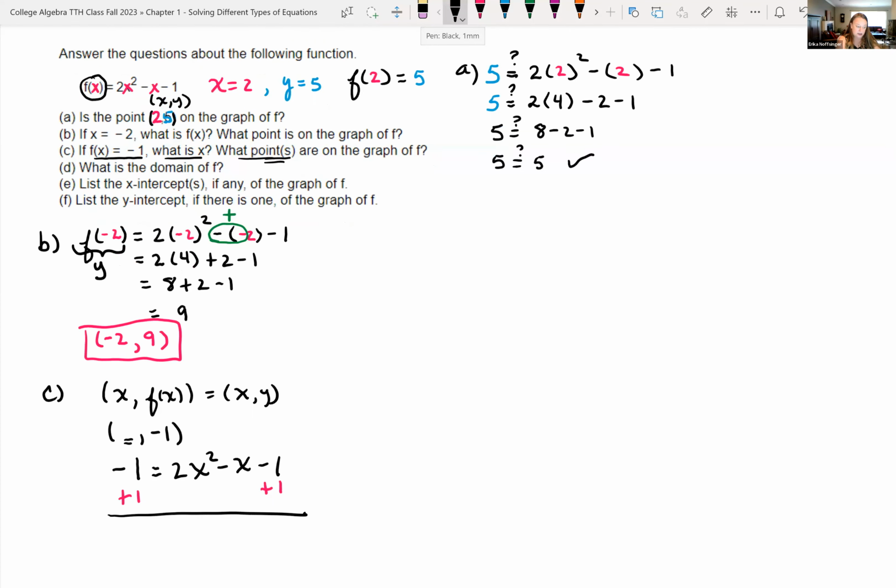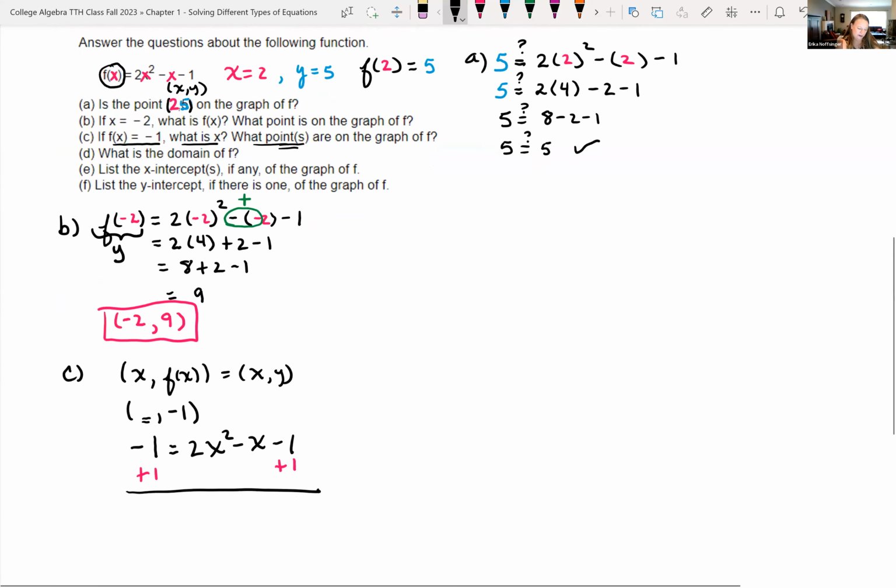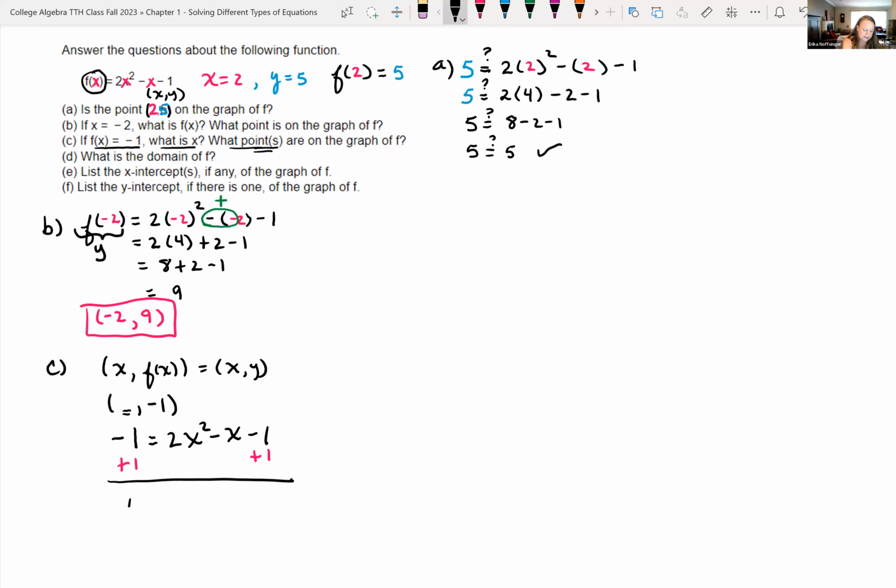So doing so, we have -1 plus 1 is 0, equal to 2x squared minus x. Well, this -1 plus 1 cancels, so it's plus 0. I don't need to write that. So now looking at it, since it's set equal to 0, the first thing I would try is see if it's factorable. And I notice it is.